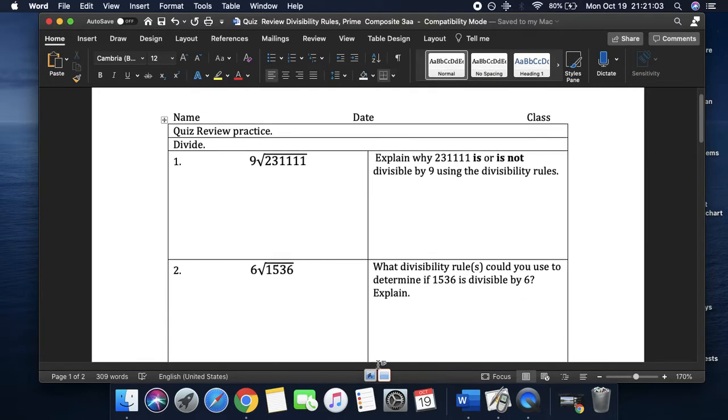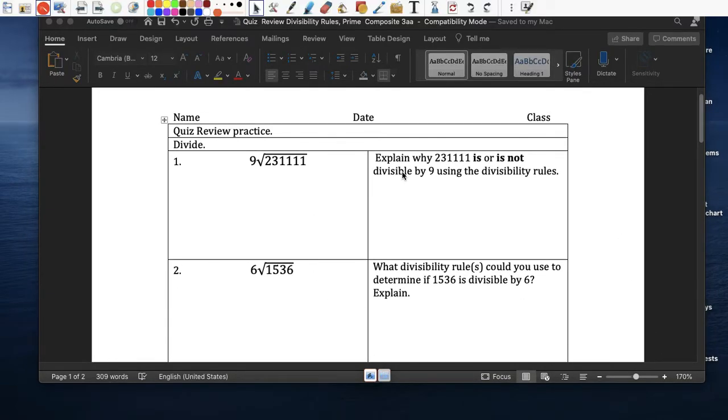All right, so the first question says, explain why this number, 231,111, is or is not divisible by 9. So basically 231,111 divided by 9, right? If it works, will I get a whole number? I'm not asking you for the number. I just want you to tell me if it's divisible by 9 using the rules that we use. So how do we know if a number is divisible by 9?